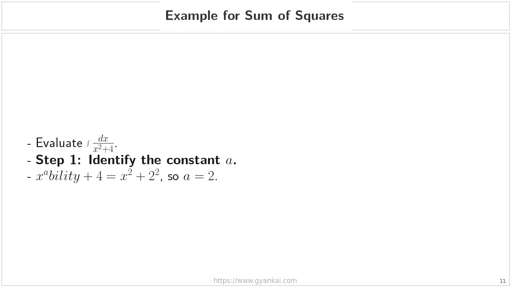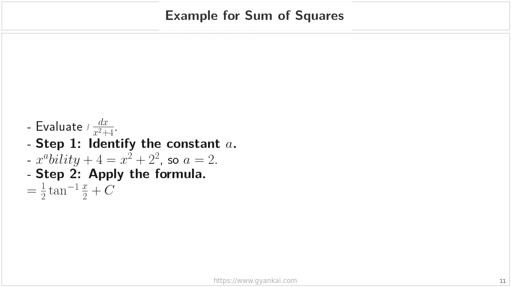Step 1. Identify the constant a. We need to rewrite our denominator, x squared plus 4, to match the form in our formula, which is x squared plus a squared. We can see that 4 is equal to 2 squared. Therefore, our constant, a, is equal to 2. Remember, a represents the square root of the constant term in the denominator.